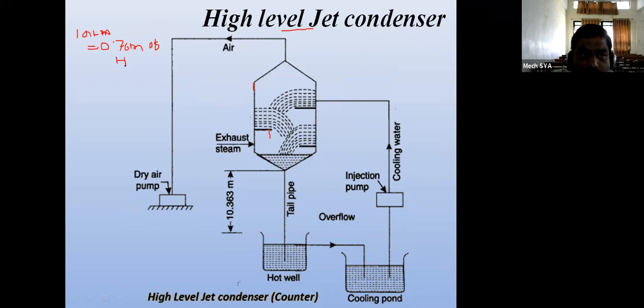But if we want this pressure in terms of water column, water has less density than mercury. Mercury's density is 13.6 times greater than water. Therefore, 1 atmosphere is equal to 0.76, multiplied by 13.6, and we get the answer as 10.33 meter of water column.